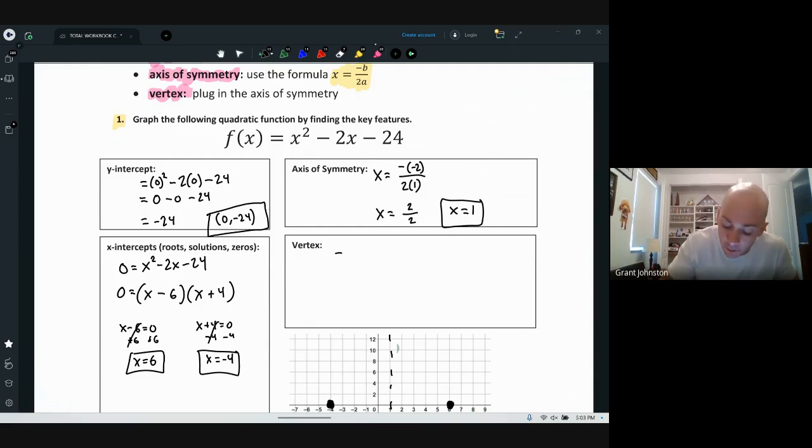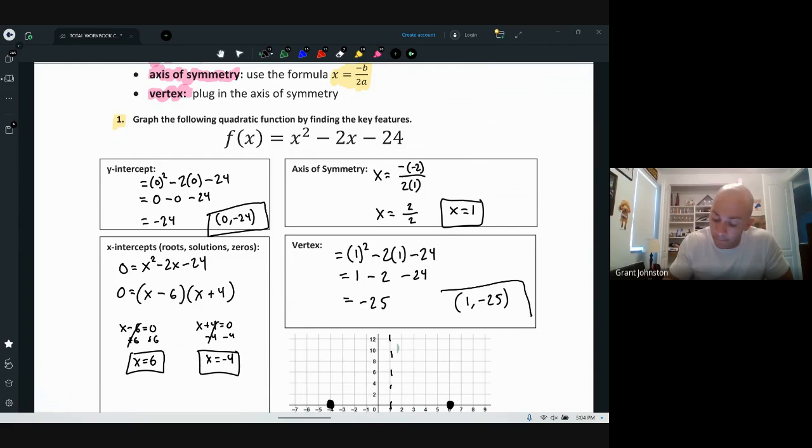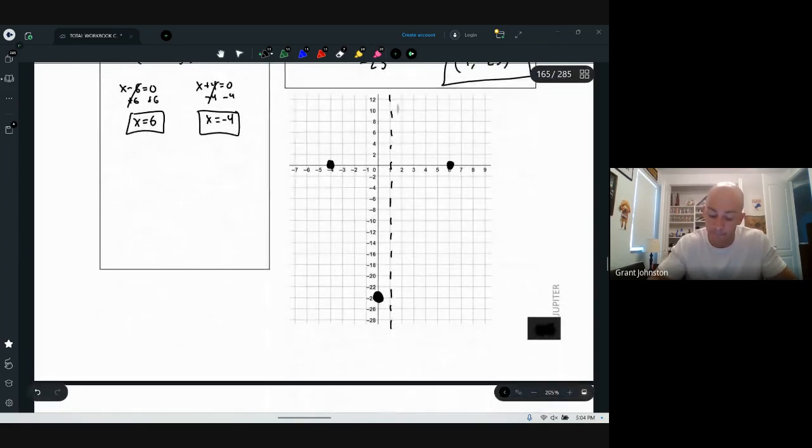So I'm going to substitute 1 in for x because that was the axis of symmetry. 1 squared is 1. Negative 2 times 1 is negative 2. 1 minus 2 minus 24. 1 minus 2 is negative 1. Minus 24 is negative 25. So my vertex is located at 1 comma negative 25. So about here.